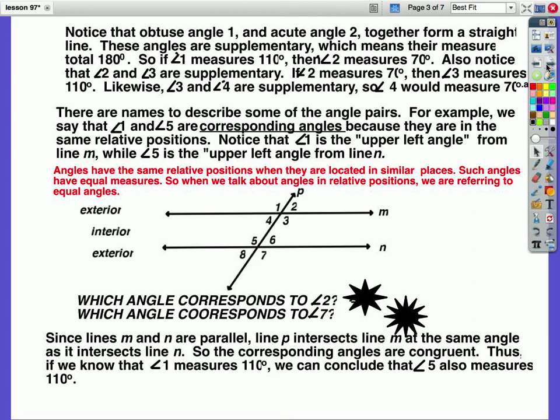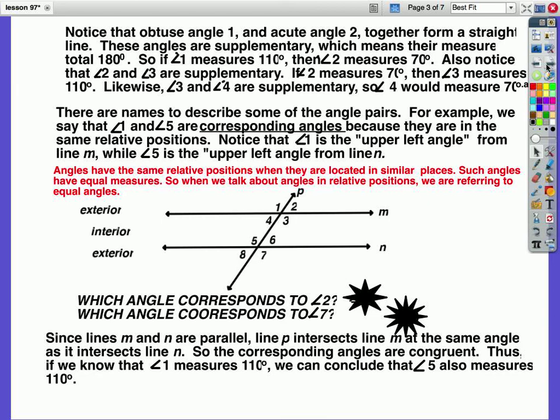There are names to describe some of the angle pairs. For example, angles 1 and 5 are corresponding angles because they are in the same relative position on the 2 parallel lines. Notice that angle 1 is the upper left angle from line M, and angle 5 is the upper left angle from line N. Angles in the same relative positions have equal measures. So angles 1 and 5 are going to be equal.